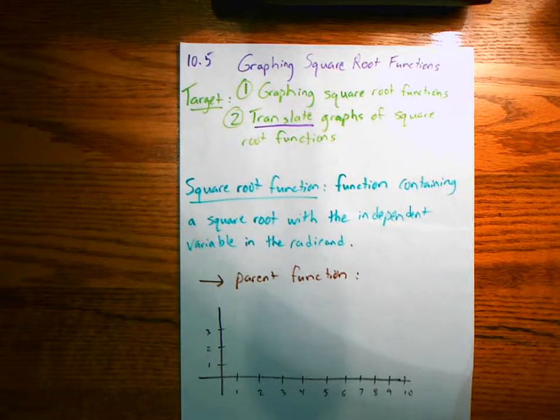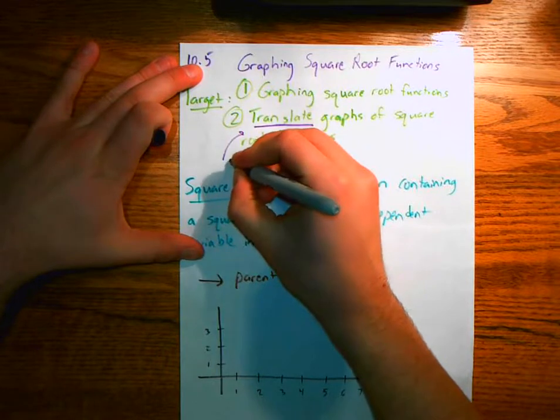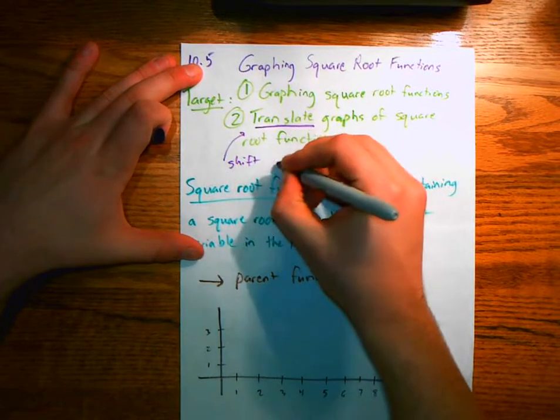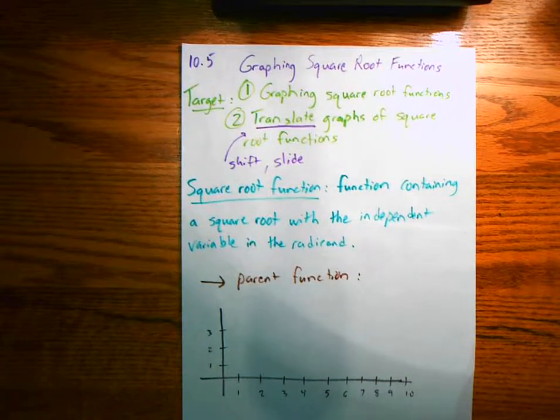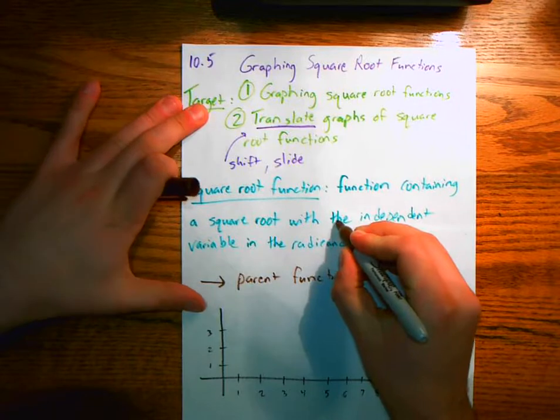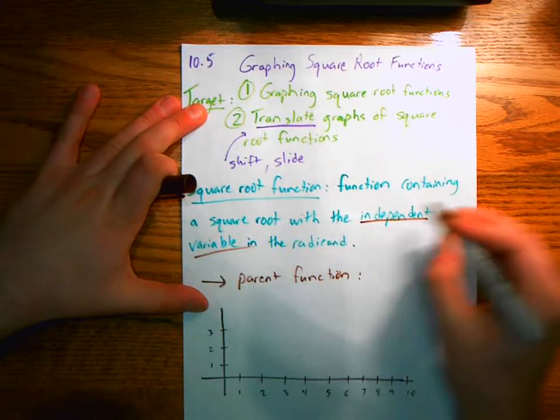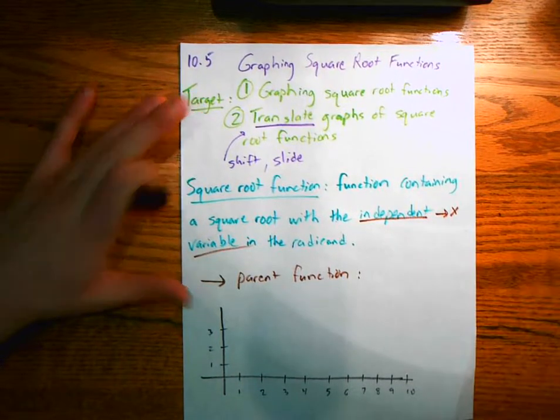If you remember, translate is the same thing as shift or slide. We're not going to really be dealing with stretching or reflecting too often, but translate's the big one. So a square root function is any function that contains a square root with the independent variable in the radicand. In most cases, when I say independent variable, that's going to mean your x is underneath the radical.